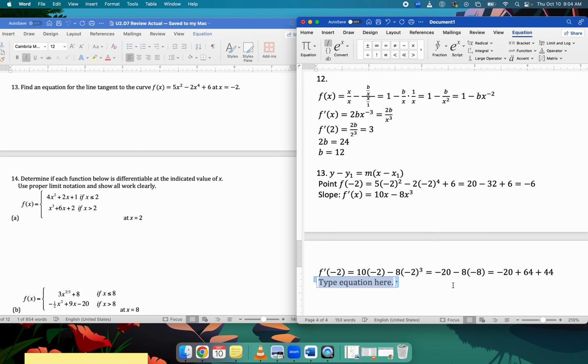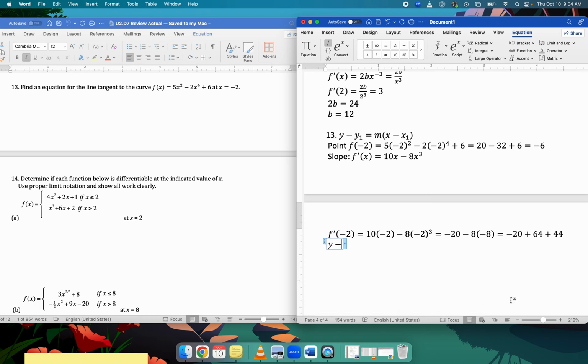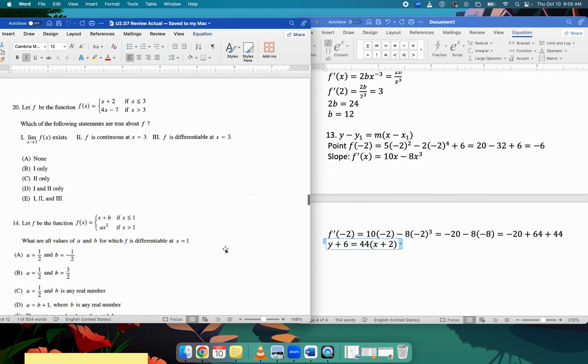Again, I'm doing these super fast, and I tend to make mistakes when I'm typing mathematics as opposed to writing it, and also talking out loud, explaining it while I'm doing it. So hopefully I haven't done anything stupid. Okay, so the y-coordinate's negative 6, so y minus negative 6, that's y plus 6, equals m, which is 44, times x minus negative 2, which is x plus 2. I'm going to go ahead and check that answer. Yeah, that's right. Okay, cool, good.